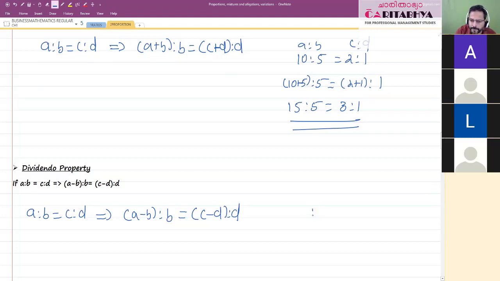Let us check as before. 10 is to 5 equal to 2 is to 1. This is A is to B, this is C is to D. A minus B: 10 minus 5 is to 5 equal to 2 minus 1 is to 1.